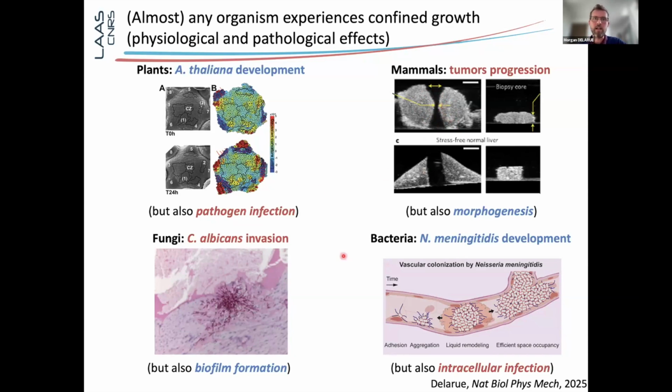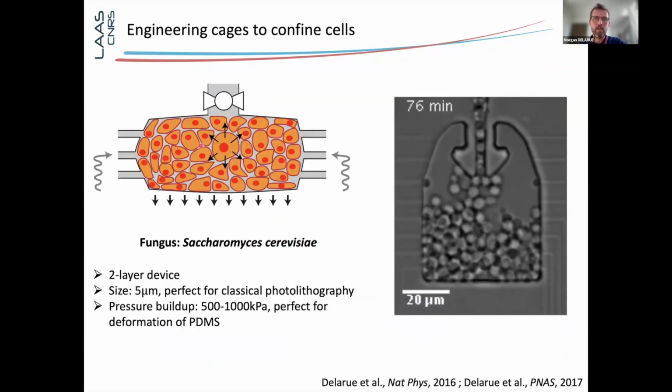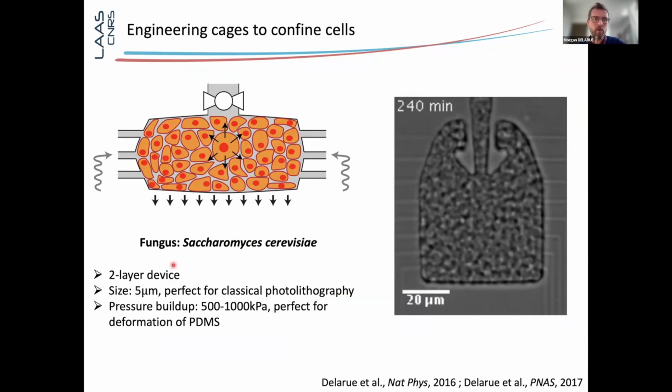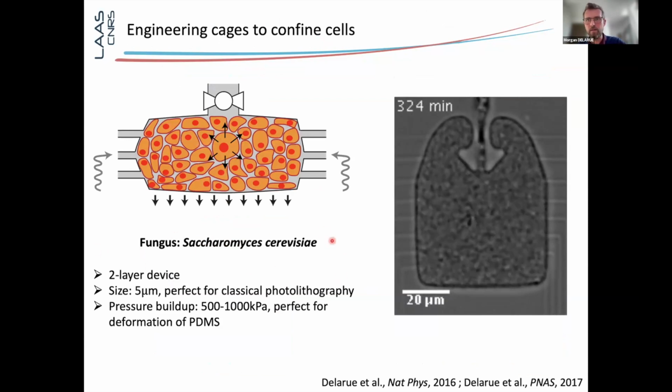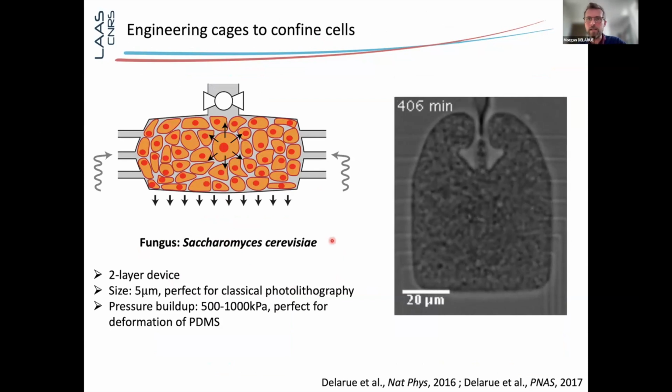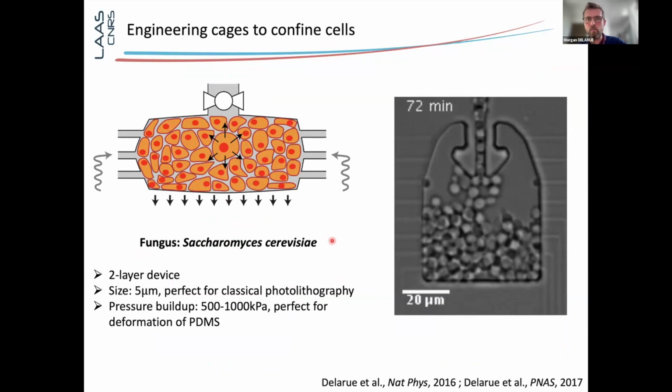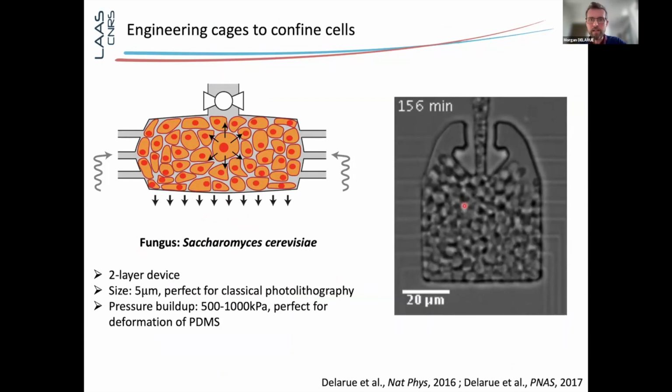So the big question is, how do we study growth-induced pressure? So that's where microfluidics enters. The first type of microfluidic device that I developed was for a fungus that's called Saccharomyces cerevisiae, also the baker's yeast. So that yeast, you can find it anywhere in the living. You find it in beers, in wine, in bread, in life, basically.